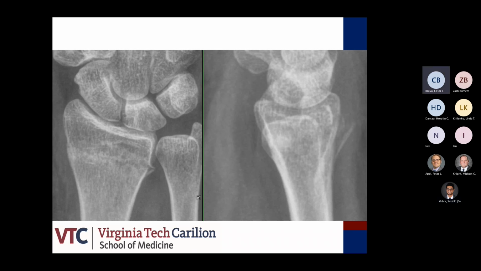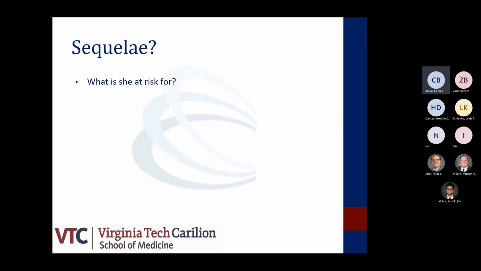And for Neil, if you were going to get this patient, you treat them closed, you did well, but then they come back with some issues with the thumb, what would you be thinking for these types of patients? Yeah, I'd be worried about EPL rupture, potentially.